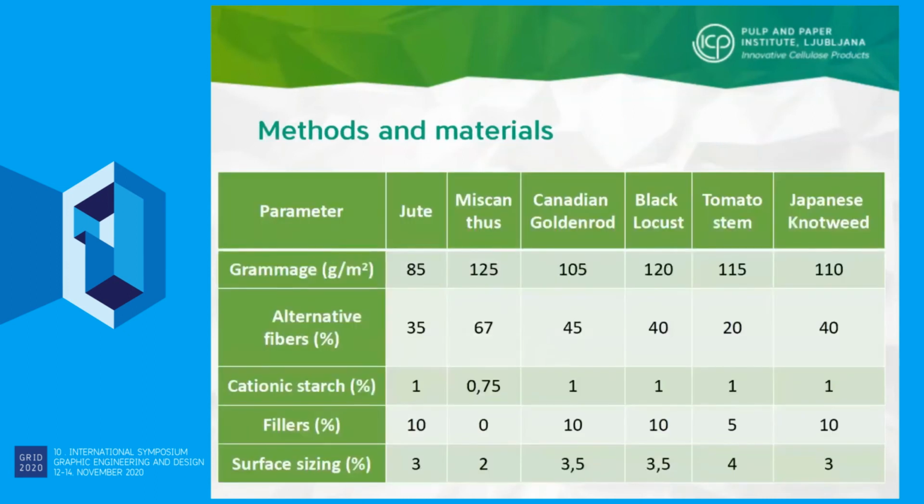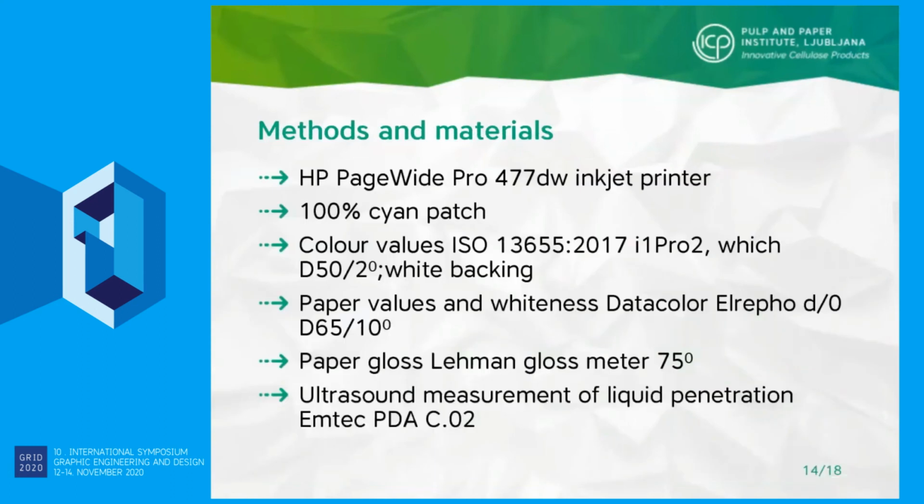So what have we done? These are the papers we produce here at the institute. We made paper from hemp bags, wheat bags, miscanthus, Canadian goldenrod, which is an invasive plant, black locust, also an invasive plant, tomato stems from agro residue, and Japanese knotweed. And we printed it with an inkjet printer. We measured the color, we measured the paper, and I also measured the ultrasound absorption of liquids.